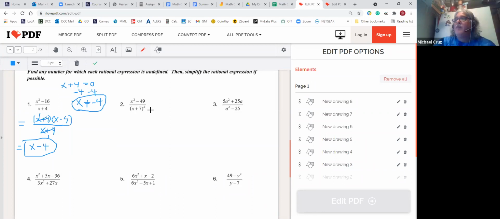Okay, here's another one. And again, you can kind of look and see that that's -7, but if you can't see it, you just set it equal to 0. And that means x can't be equal to -7. That's our first answer. That's what makes it undefined.